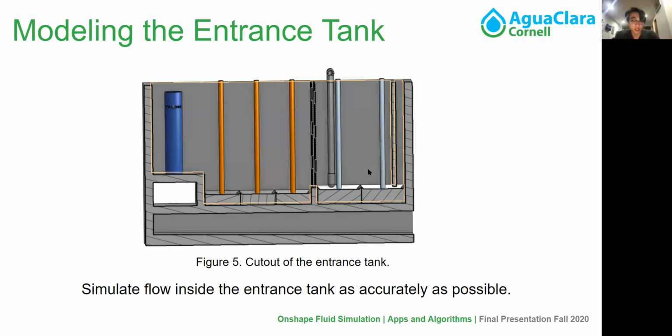Here's a cutout of the entrance tank visualizing the inside, and here are where the inlet pipe and outlet pipe are located. We want to simulate the flow inside the entrance tank as accurately as possible. One problem is that SimScale cannot extrapolate the flow between the two disjoint models. We need to find a way to model the LFOM, which is the outlet, and the jet stream inlet, which is the inlet pipe, and find a way to model the inlet flow and the outlet flow.